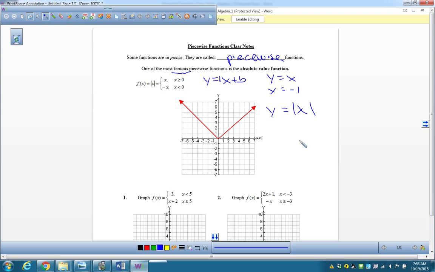Look at it. If I plug in negative 3, what number do I get out? 3, right? What if I plug in positive 2? What do I get out? 2, and there's that point, (2, 2). So those are a couple of points on that graph.